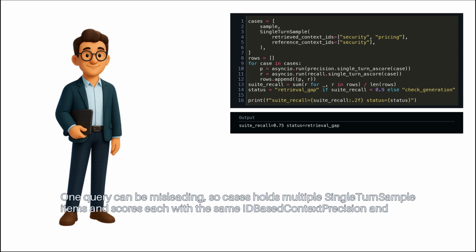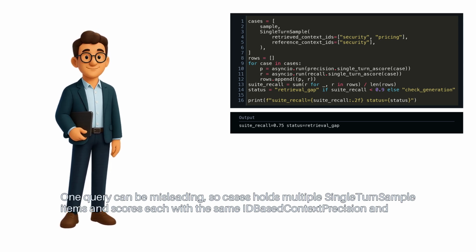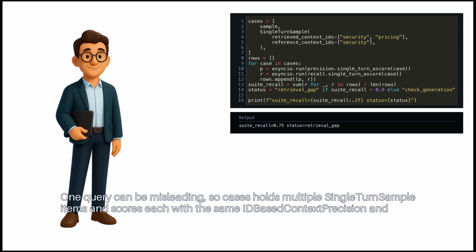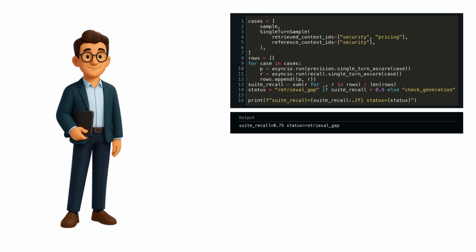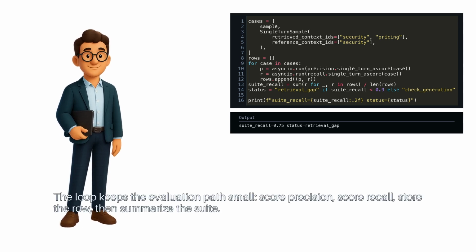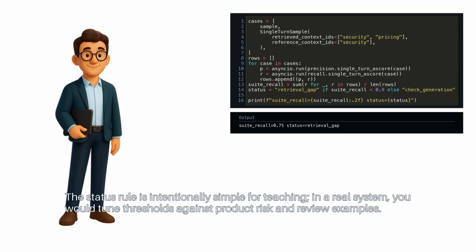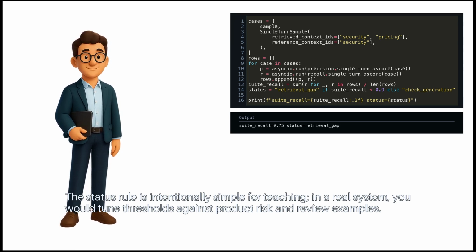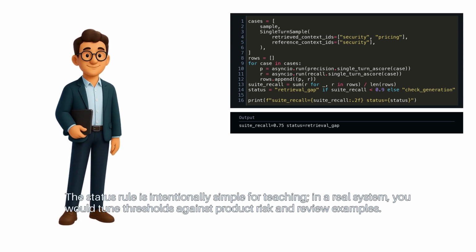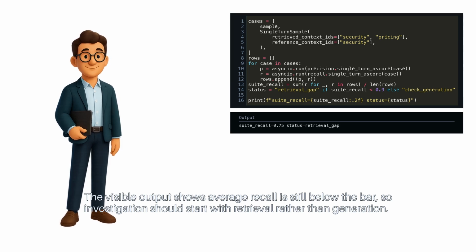One query can be misleading, so cases holds multiple SingleTurnSample items and scores each with the same IDBasedContextPrecision and IDBasedContextRecall objects. The loop keeps the evaluation path small. Score precision, score recall, store the row, then summarize the suite. The status rule is intentionally simple for teaching. In a real system, you would tune thresholds against product risk and review examples. The visible output shows average recall is still below the bar, so investigation should start with retrieval rather than generation.